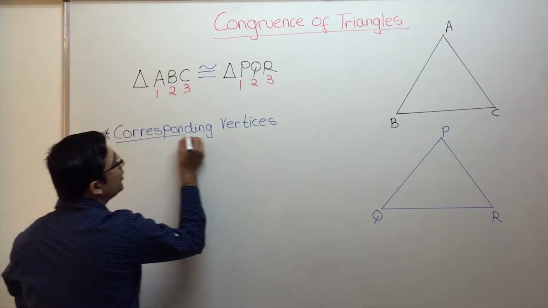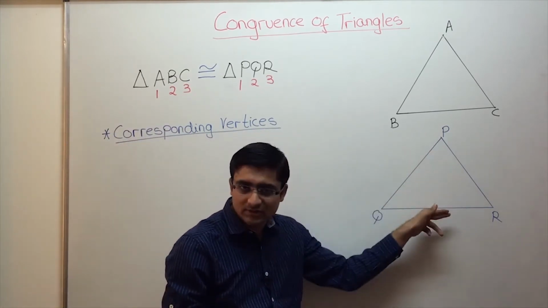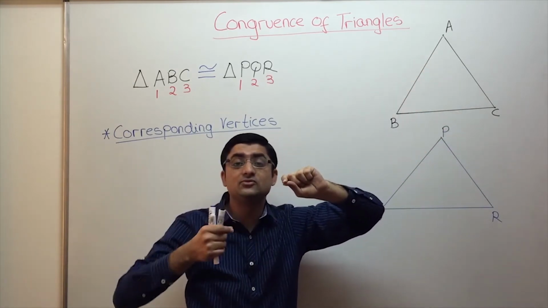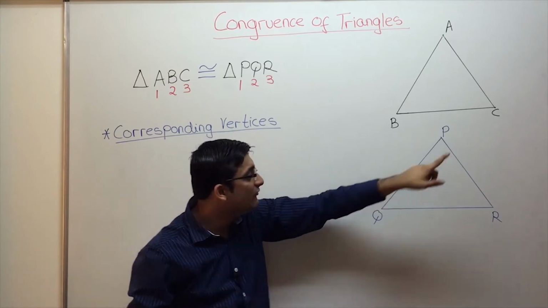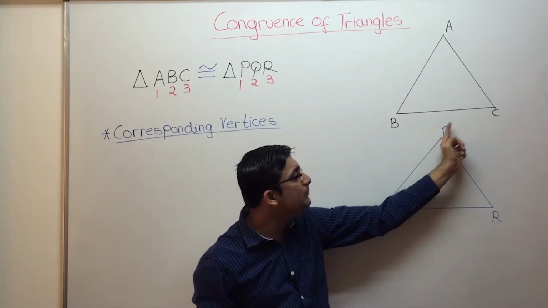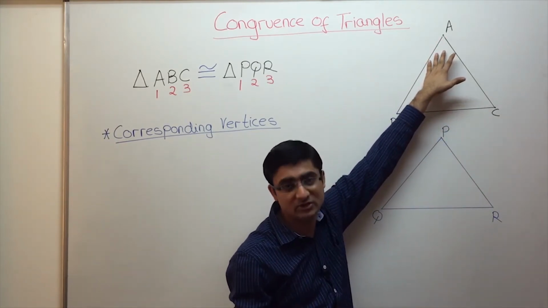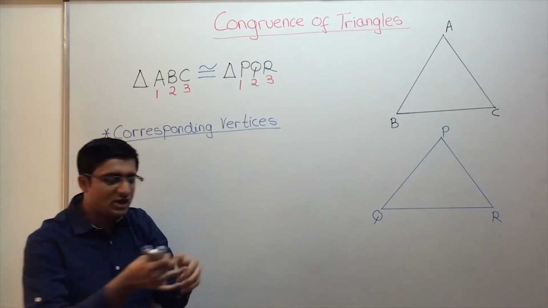So first of all, what do I mean by corresponding vertices? What I mean is that if I cut out this triangle and I place it on this triangle, then which vertex comes on top of which vertex? For example, will P come over A, or will P come over B, or will P come over C? That is, if I cut this out and place it over here, P will come on top of which vertex? That is the meaning of corresponding vertices.